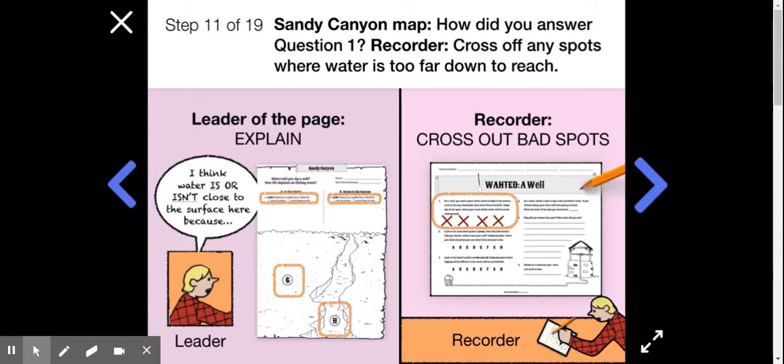Now, just so you know, looking at the land gives you some ideas about where you don't want to dig for water. When you're done with this step, it'll be time for a new kind of clue, which you'll get in the next slide. So pause the video here and make sure you have done all of this for step 1. You should have looked at the maps and decided where water's too deep and cross those letters off. When you're done with that, press play.